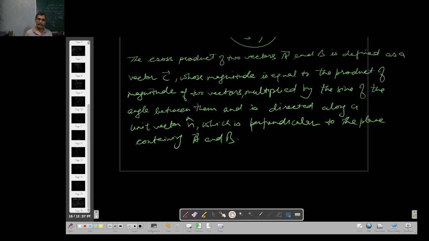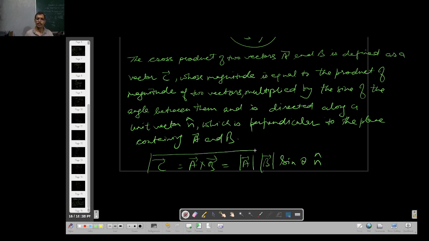Therefore mathematically, a cross b is another vector. Let us call that vector c, and it is equal to the magnitudes of both vectors and the sine of the angle between them, and it is directed normal to the plane containing both a and b. So this is the mathematical definition of a cross b.